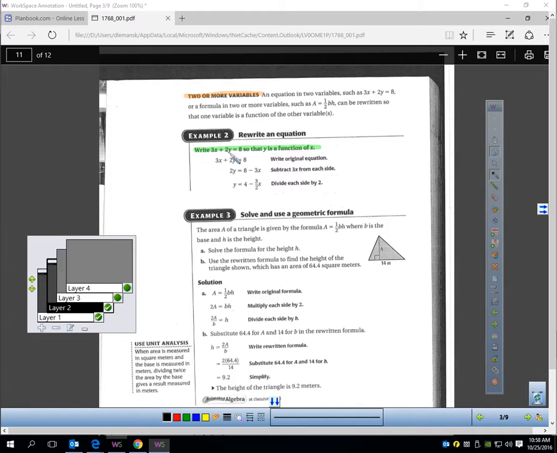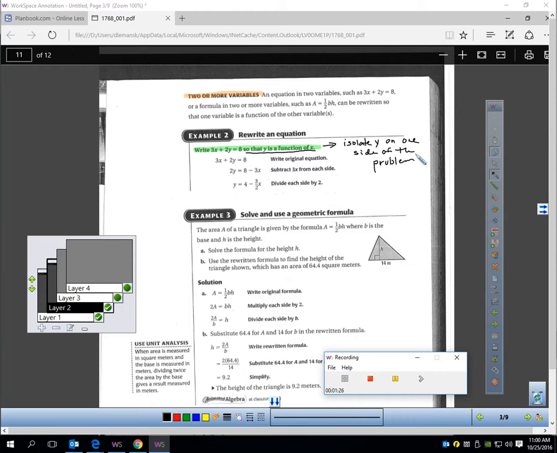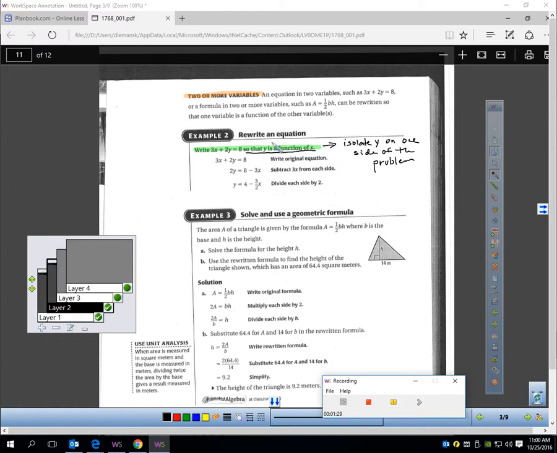When you read this wording, write an equation so that y is a function of x, here's what this wording means. It means isolate y on one side of the problem. I'll show you how to do that. Now you notice they did that for this. We'll walk through problems like this in a minute. But you notice how the answer, y, is on one side of the problem all by itself.